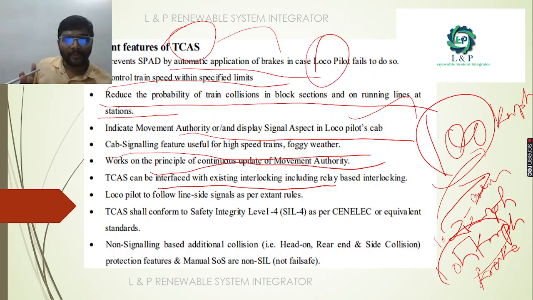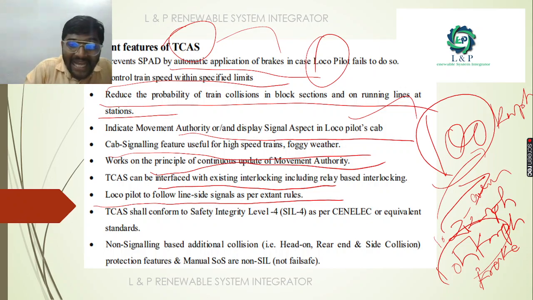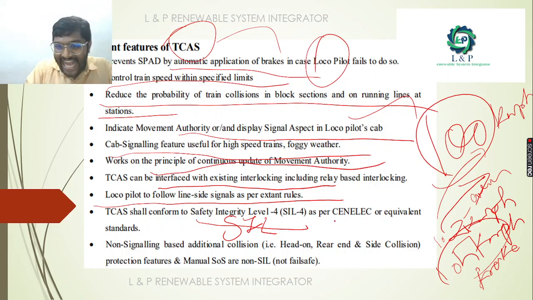We can interface this train collision avoidance system with that interlocking system, and also the loco pilot is to follow the line side signals as per extant rule. And also this train collision avoidance system should follow SIL, that is safety integrity level 4, as per CENELEC or equivalent standards.